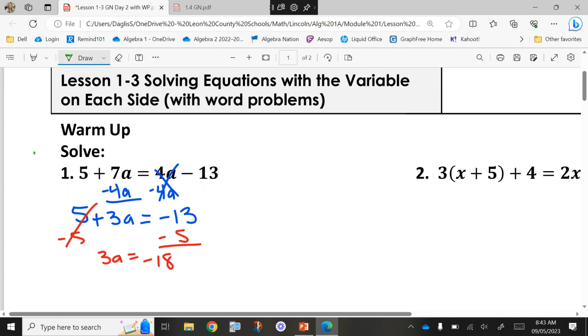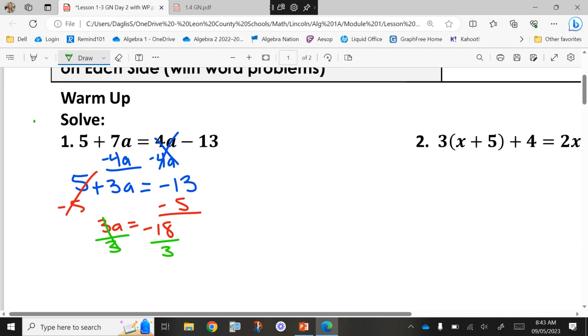So we have my variables on one side, my constant on the other, and then our final step is to do what with that 3? How is the 3 attached to the a? Right now it's being multiplied, so we need to divide the 3 out. Because 3 divided by 3 is 1. That gives me 1a. So a equals, what is negative 18 divided by 3? Negative 6. Good. Good.